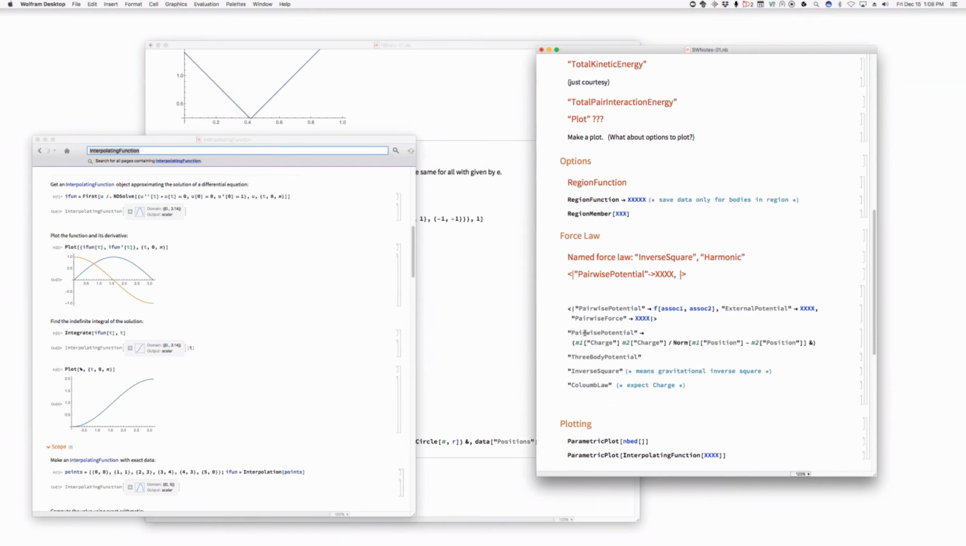Actually, why are we calling it pairwise? Why isn't it just pair potential? Fine. And this could even be triple potential. And then the other one, so that would also be pair force. And the pair force would return a vector, right? Pair potential returns a scalar.